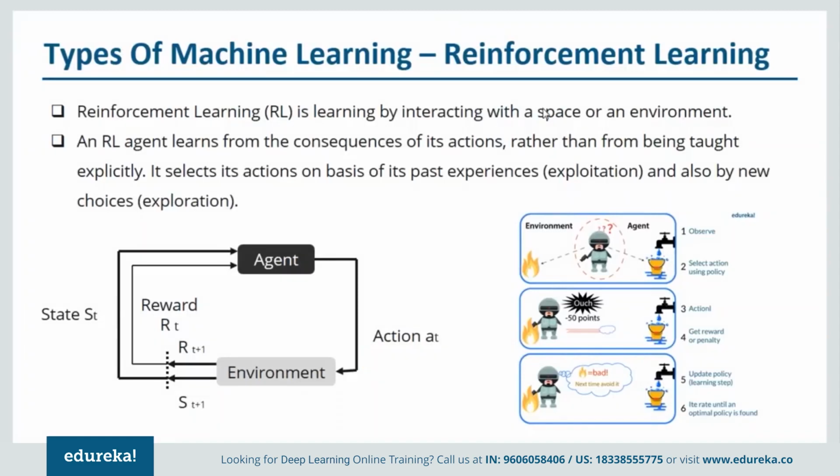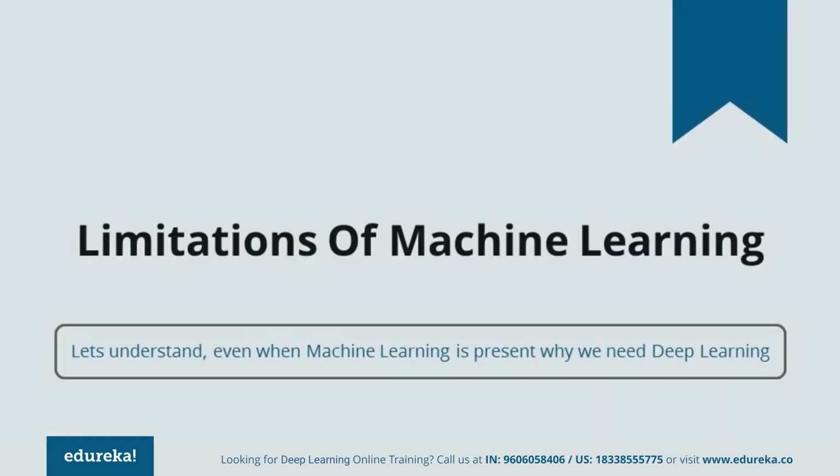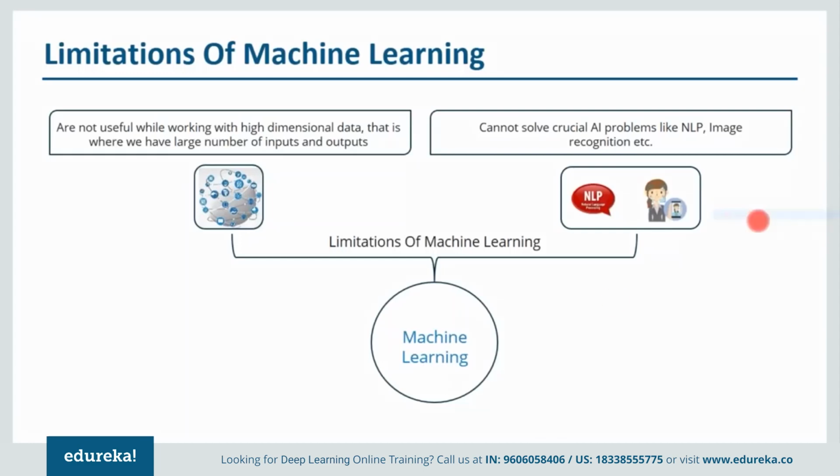So let us move forward and understand, when we have machine learning, why do we need deep learning? That is, we'll look at various limitations of machine learning. Now the first limitation is high dimensionality of the data. The data that is now generated is huge in size. So we have a very large number of inputs and outputs. Due to that, machine learning algorithms fail. They cannot deal with high dimensionality of data, or you can say data with a large number of inputs and outputs. There's another problem as well, in which it is unable to solve crucial AI problems, which can be natural language processing, image recognition, and things like that.